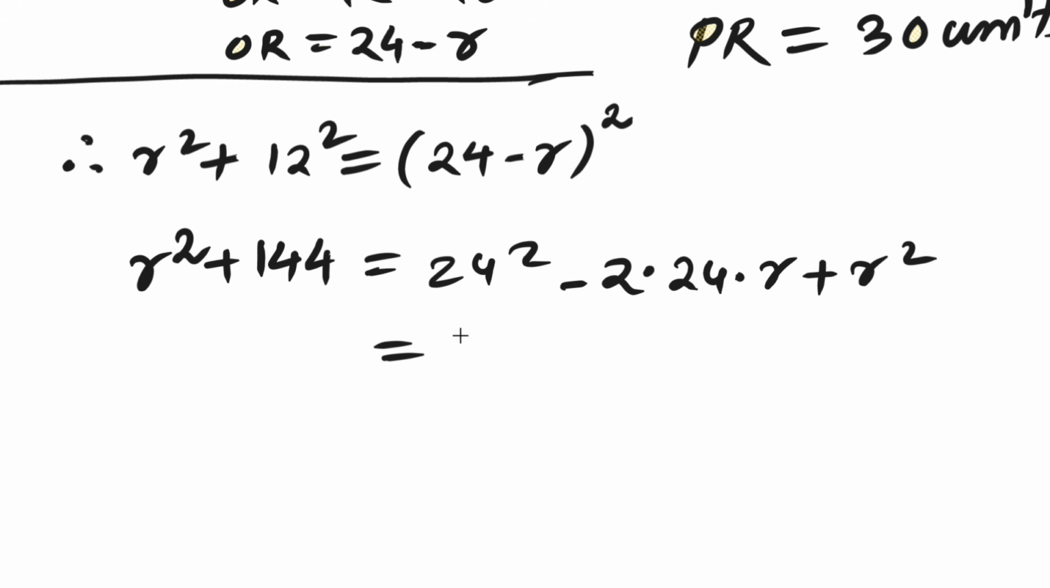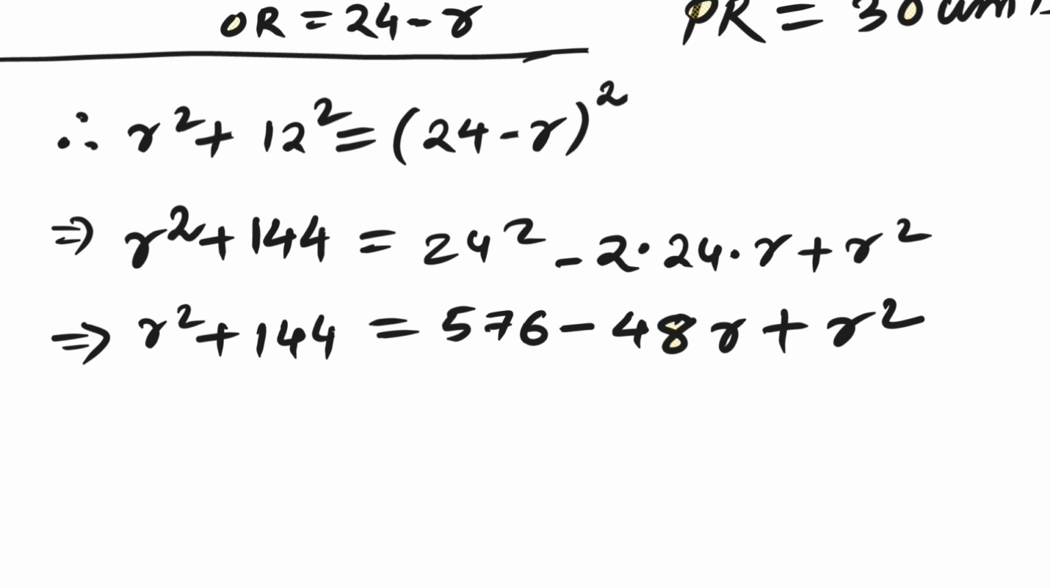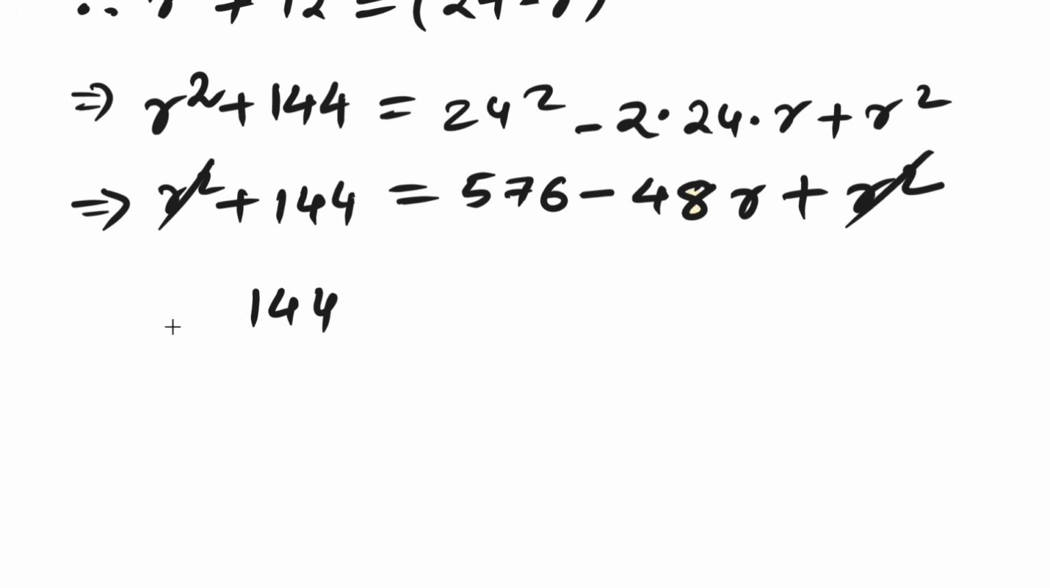24 squared is 576, and 2 multiplied by 24 is 48. So the equation becomes r squared plus 144 equals 576 minus 48r plus r squared. Now notice something very important. There is an r squared on both sides of the equation. Since the same quantity appears on both sides, we can subtract r squared from both sides, and those two terms cancel. That leaves us with 144 equals 576 minus 48r.